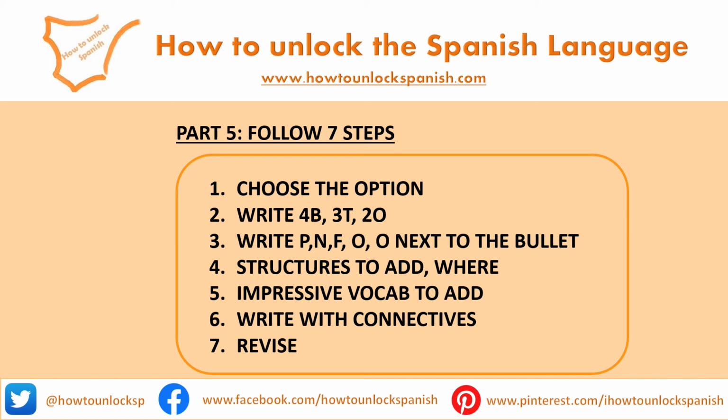Step number 3. I would check the 4 bullets and I would write next to the bullet if the bullet is asking something in the past, in the present, or in the future. Then I would think, okay, where shall I write the 2 opinions? And remember, 2 is the minimum. Just try to do a little more, just in case one goes wrong.